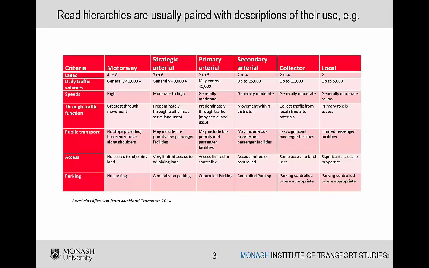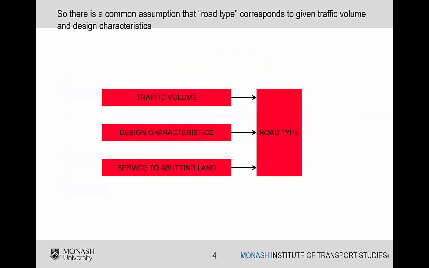Now, often when road hierarchies are introduced, they're paired with descriptions of their design and use. So here's an example from Auckland Transport, and there's other examples in the textbook chapter. So you have motorways with high traffic volumes, many lanes, high speeds, etc., right down to local and collector roads with very low volumes, very few lanes, high access function, etc.